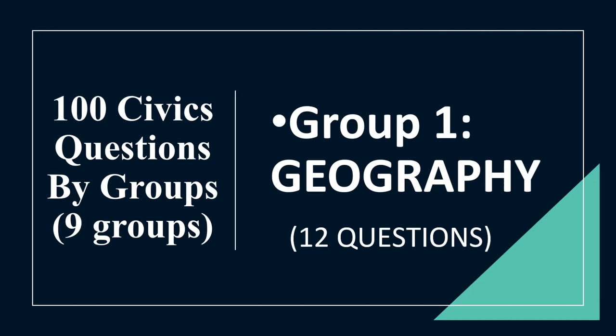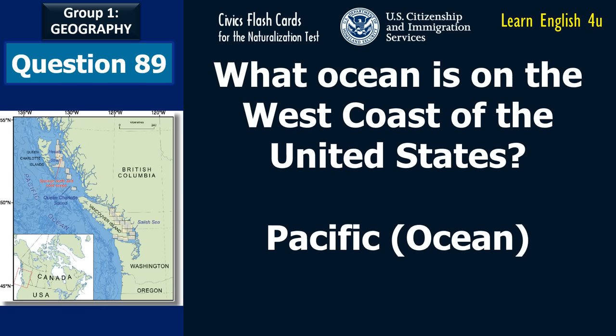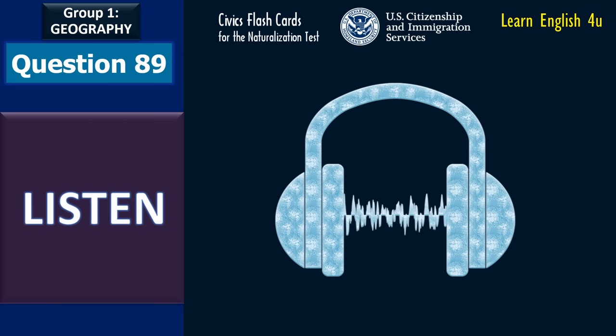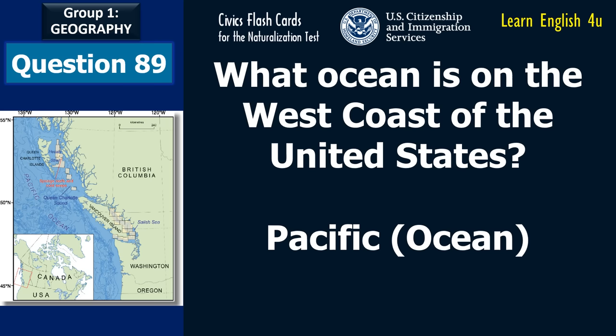Group 1, Geography, 12 questions. What ocean is on the west coast of the United States? Pacific Ocean.